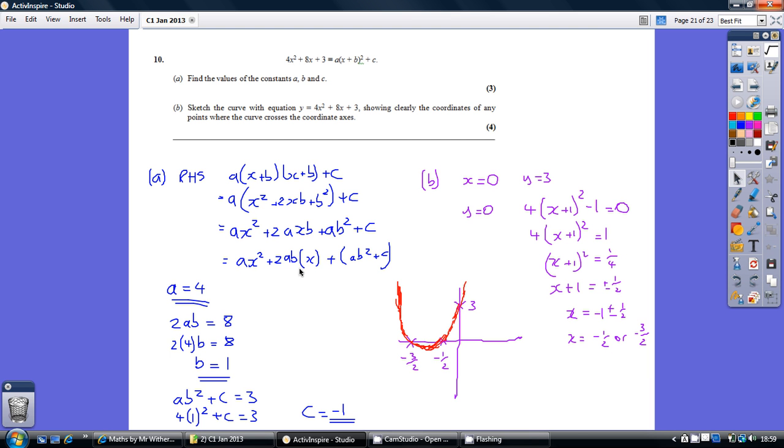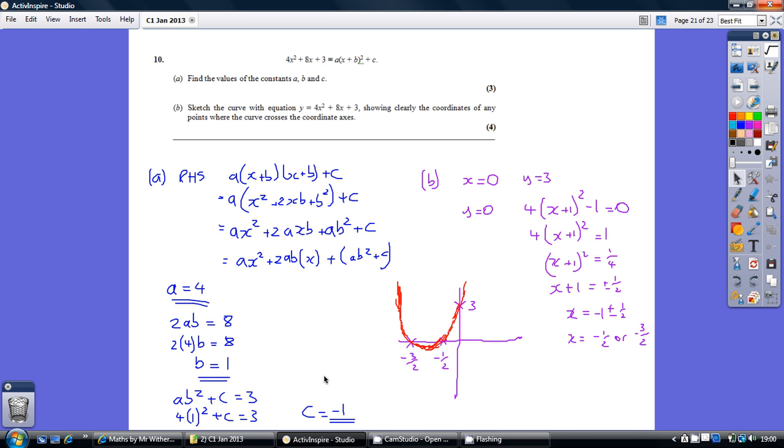Then moving on to our second term, we know 2ab is the number in front of x, which is 8, so 2ab is 8, and we've just worked out that a was 4, so that's really 8 lots of b are 8, so b is 1. And then finally, moving on to our third term, we know our constant at the end, ab² + c, equals 3. We've just worked out what a and b are, so a here, b here, so we've got 4 + c is 3, so c must be -1.